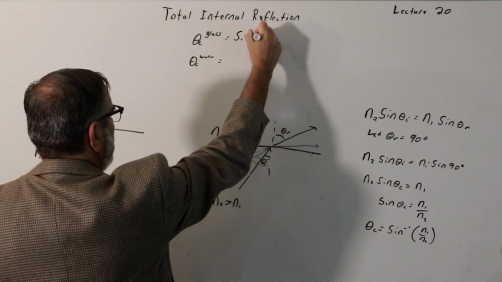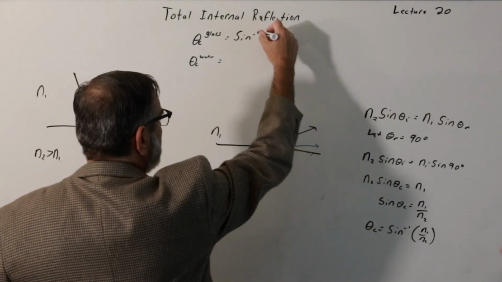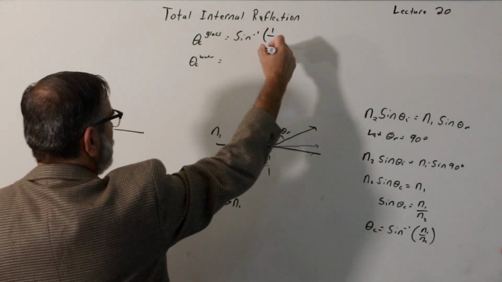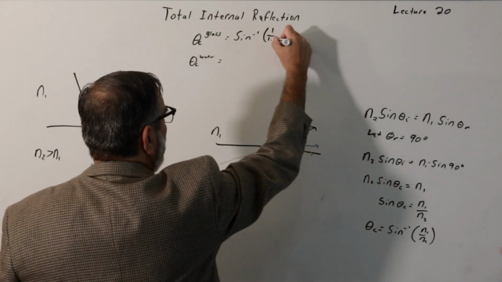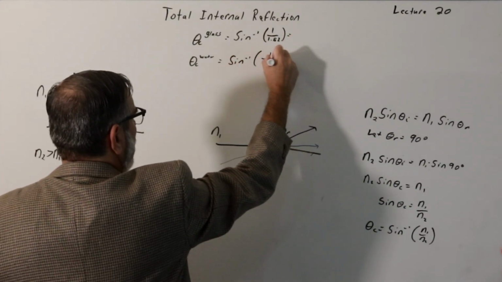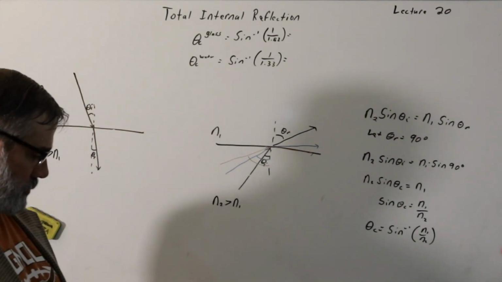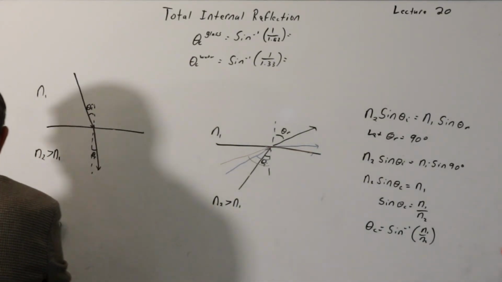So this would be equal to the inverse sine, right? Remember, n1 is the medium, that's air. So really I could call that 1 over the index of glass, which is 1.52. And then for water, it's going to be the inverse sine of 1 over 1.33. So what are these equal to? We'll take the inverse sine of 1 over 1.52. That is 41 degrees.